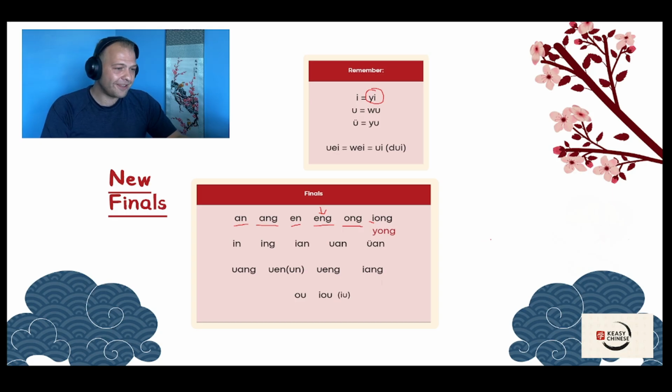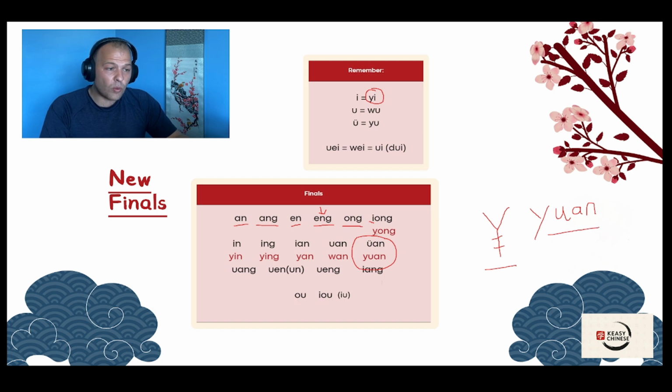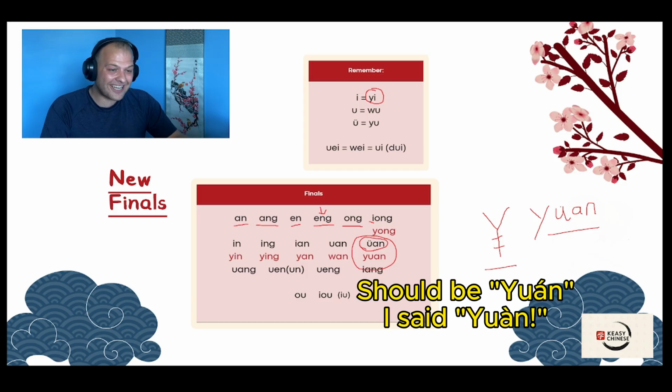Row 2. First, continuing with the Y sounding. Yin, ying, yan, wan, yuan. The last one's a bit difficult. I always found this one tricky. If you look at Chinese money, we call it the yuan, but it isn't yuan. It's actually this tricky U with the two dots, but you can't write it like that. Yuan. So in China, if you speak to someone about money, they'll say Chinese yuan.